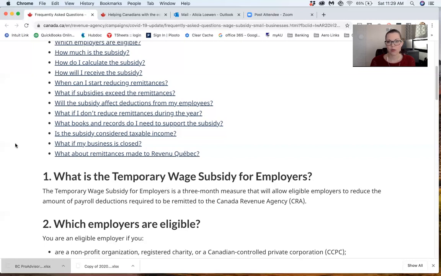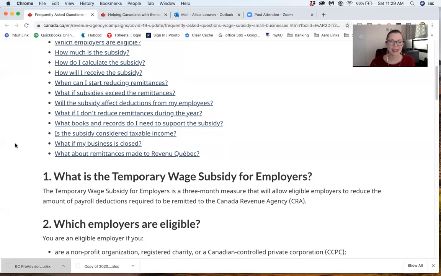So there is no effect to your employees' pay stubs. You still produce the pay stubs as normal. And then when you send your remittance of your source deductions to CRA, that's when you take the discount. And there's no application, you just pay the lesser amount, and then I'm assuming it will get reconciled with the T4s at year end. But we'll find out, because this is all very, very new.